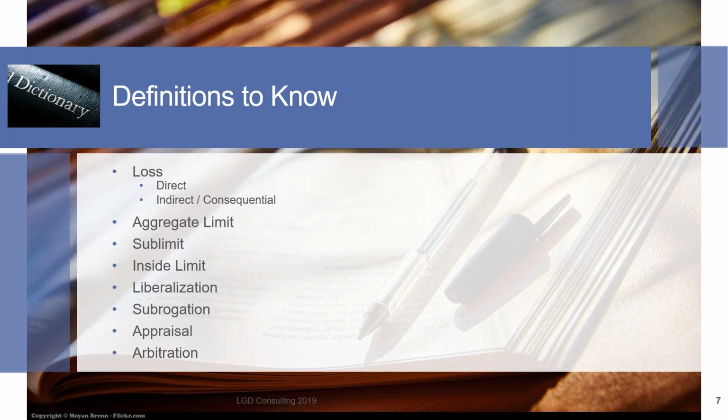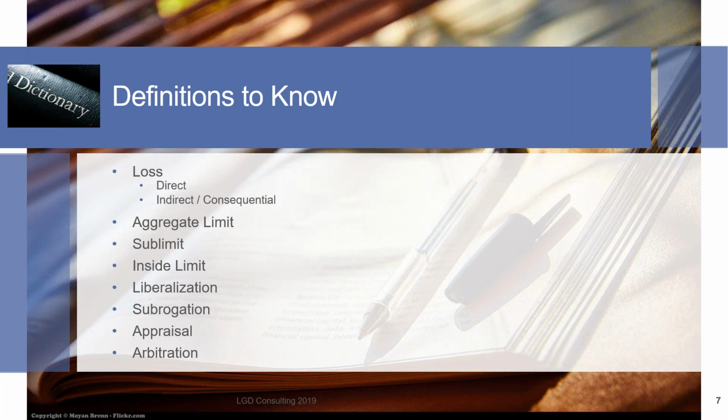So you can have a bunch of small losses like $60,000, $50,000, $30,000, $40,000. But once you exceed $200,000 during that policy period, the insurance company won't pay anymore. All right, so that's an aggregate limit, the maximum we pay for all claims during a policy period.